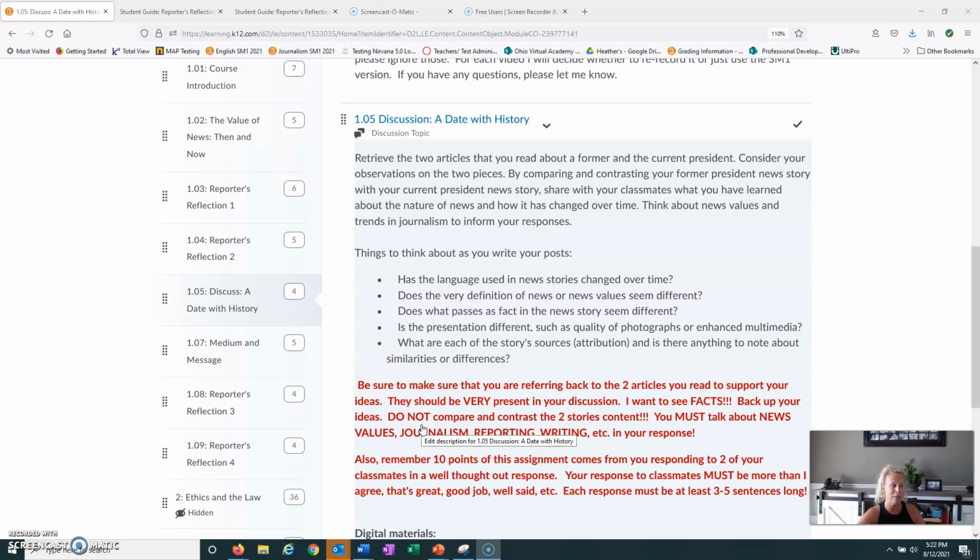Again, not comparing the presidents, but about how the news was written, right? Do not compare and contrast the two stories' news content, right? I don't want to hear about the presidents. You have to talk about news, values, journalism, reporting, writing, etc. in your response, okay? So you have to talk about that.